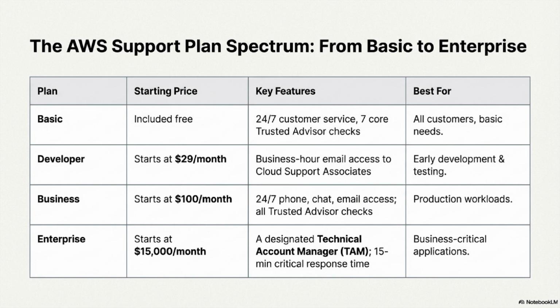Basic, included for everyone at no cost. It provides 24/7 customer service and access to the 7 core Trusted Advisor checks. Developer, starts at $29/month. It is best for early development and provides business hour email access to support associates. Business, starts at $100/month. It is designed for production workloads and offers 24/7 phone, chat, and email access to support engineers, plus all Trusted Advisor checks.